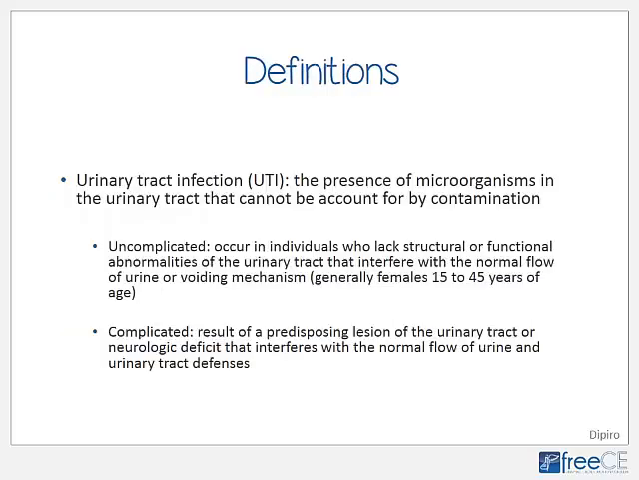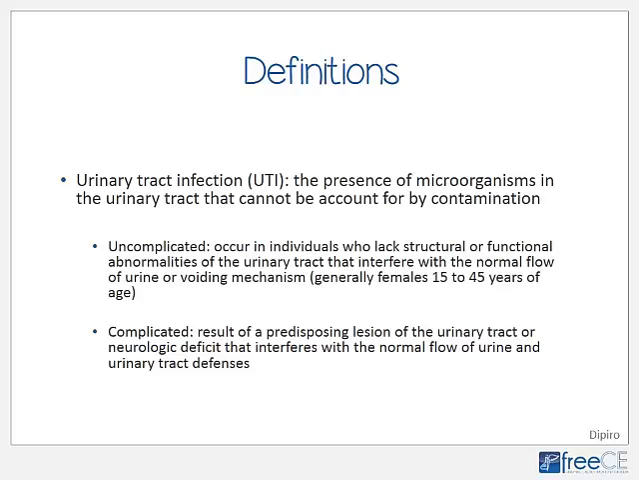To begin our discussion, I think one of the most important things for you to walk away with after this presentation is to understand a few definitions. So, to begin, the urinary tract infection is just the presence of microorganisms in the urinary tract that cannot be accounted for by contamination. And so I think this is really a key. Just because bacteria is present does not mean that an infection is occurring. So we'll talk about what you really need to have an infection. You can have bacteria present without having an infection.